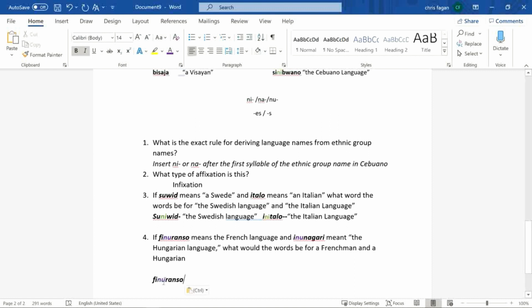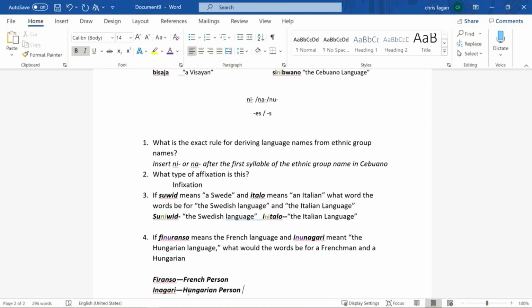So what would Finuranzo mean for the French language? A French person would probably be Ferranzo. And then I take the word for the Hungarian language. I have Inu Nagari, meaning the Hungarian language. I take out that infix, and Inagari would be a Hungarian person.